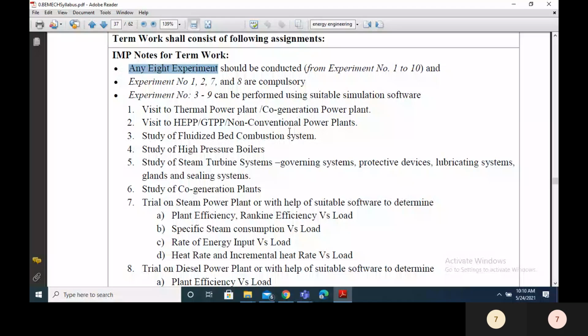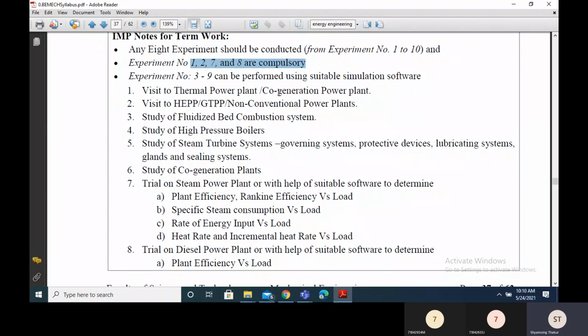Okay. Yes, sir. Here is your homework for this energy engineering course. Here we have to perform any 8 experiments. But here experiment number 1, 2, 7 and 8 are compulsory. That we will see, don't worry. Experiment number 3 and 4 you need to perform with the help of some suitable software.